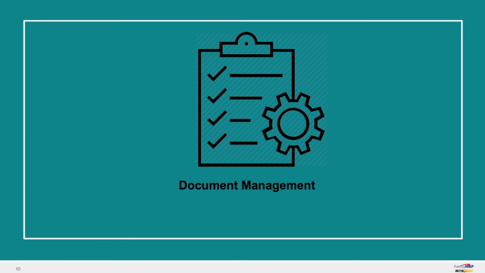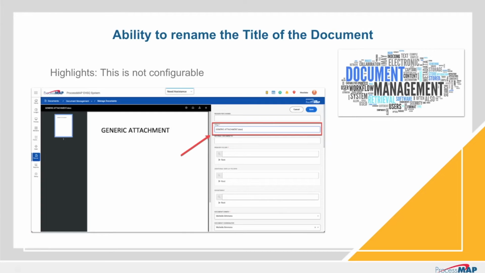Thank you, Fred. Okay, so now let's dive into our 22.1 upgrades for our document management module. So the first upgrade we're going to look closely into is the ability to rename the title of the document. Please keep in mind that this is not a configurable upgrade and it will automatically be turned on for everyone who has document management.